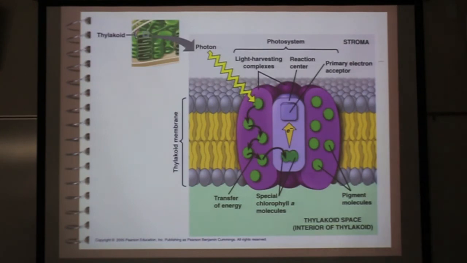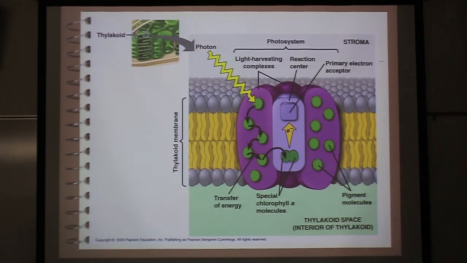Okay, so what we're going to have here is our thylakoid membrane. So once again, it's a phospholipid bilayer. A photon of light is going to hit that, and it's going to pass that energy into the chlorophyll molecule, to the very center of that. And what's going to happen is there's a thing called a primary electron acceptor. The primary electron acceptor is a protein that's going to grab a hold of that high energy electron.